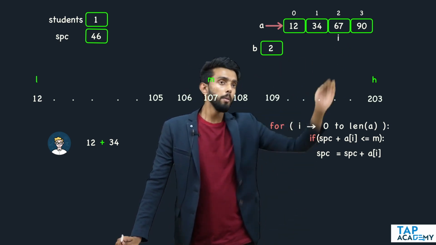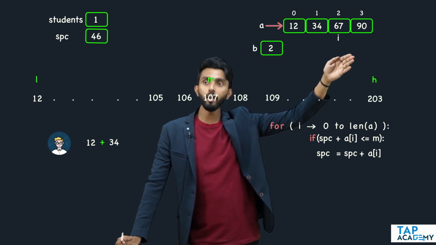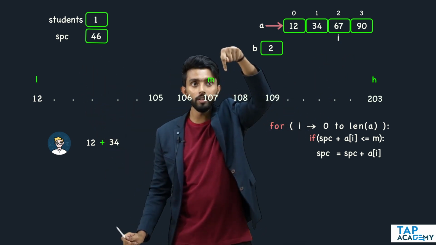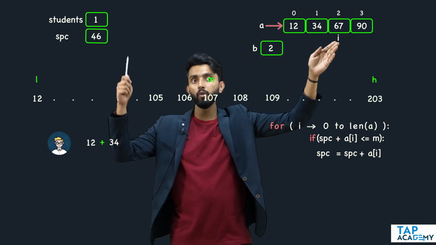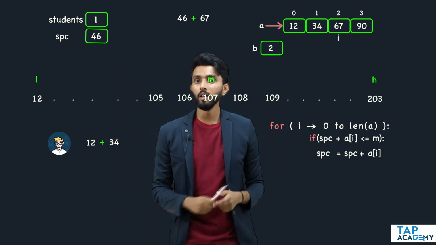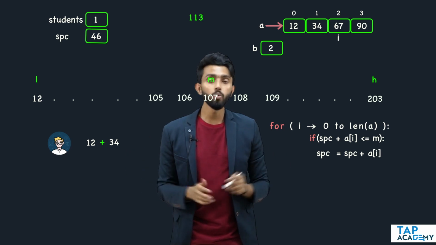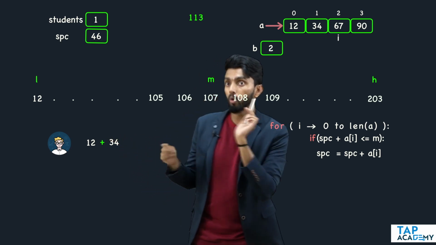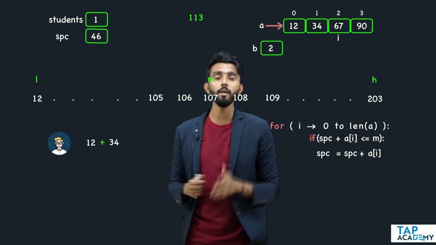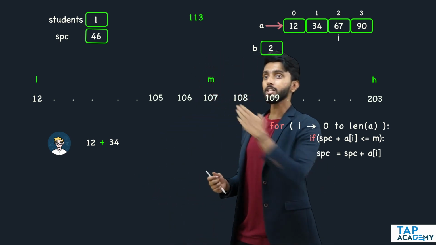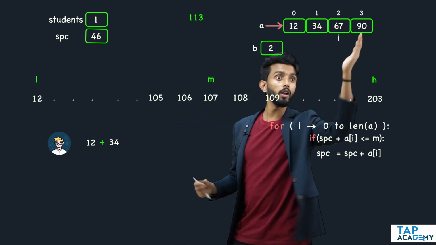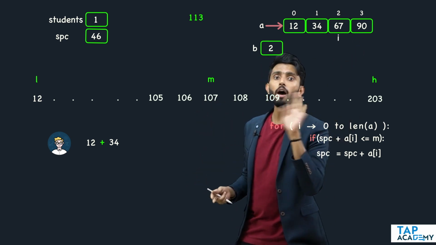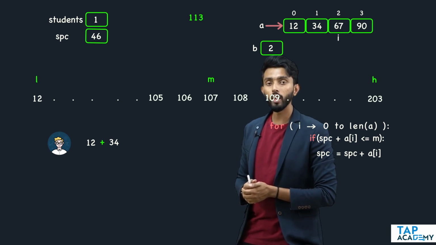Now, I am checking whether this next 67 can be allocated. Before allocating it, I will check. To the existing page count, if I added 67, will it become more than this m? If I had 46 plus 67, 113 is what I will get. Is 113 more than m? Yes, it is more than m. Which means max I wanted to allocate 107. But if I allocate this book, I am allocating more than the max I want to allocate. I will not do that.